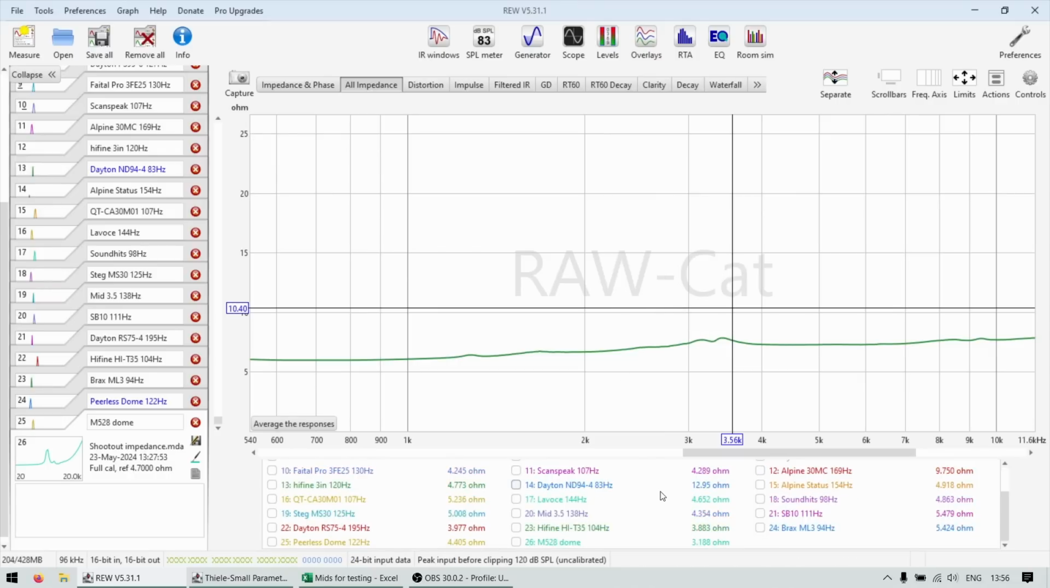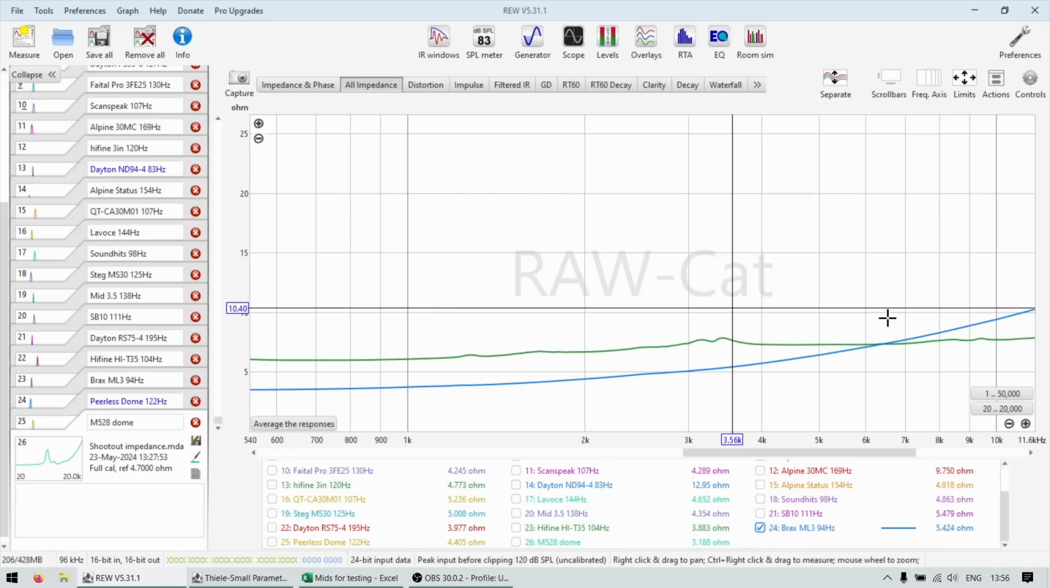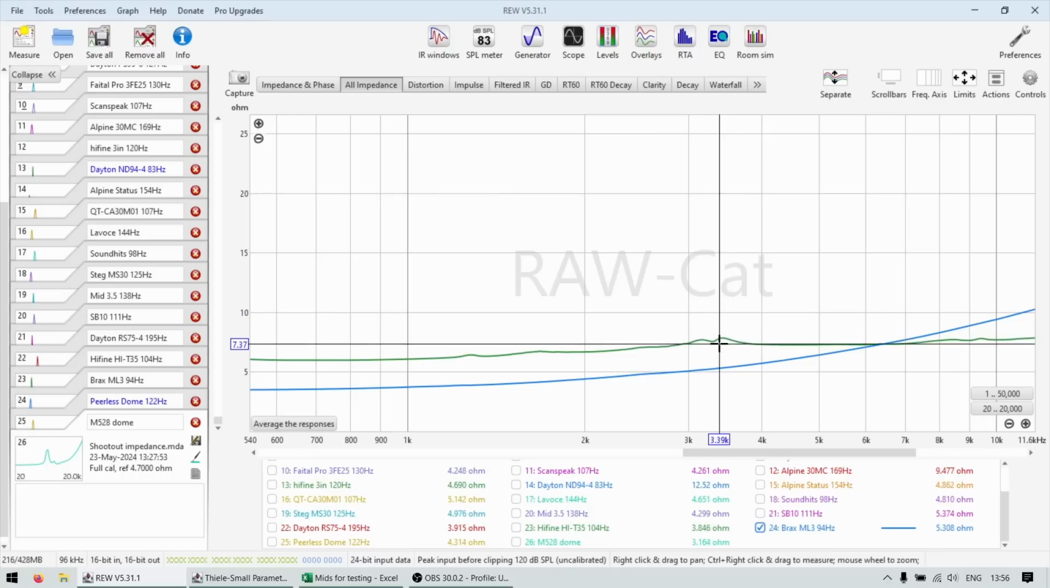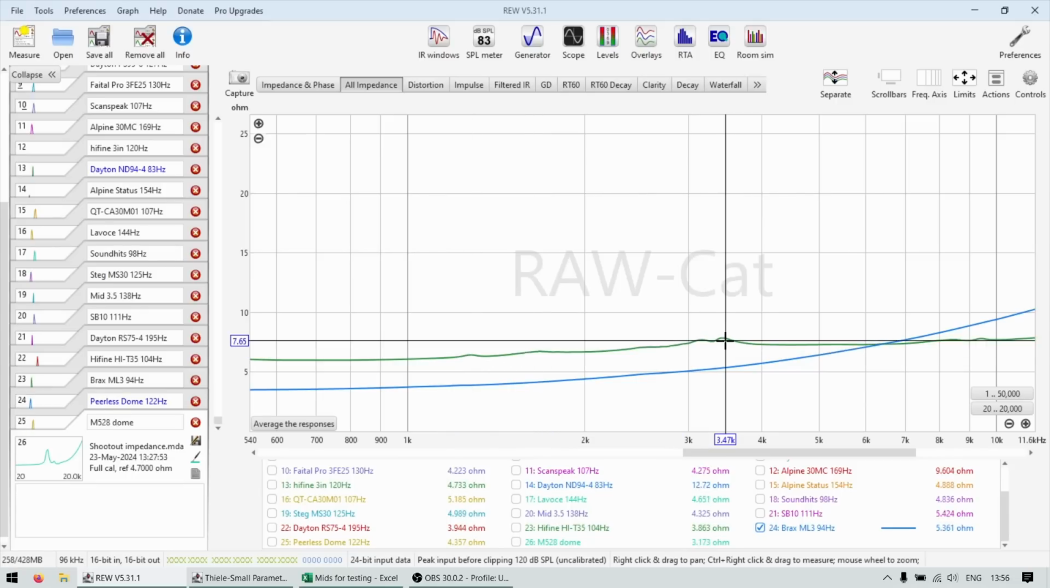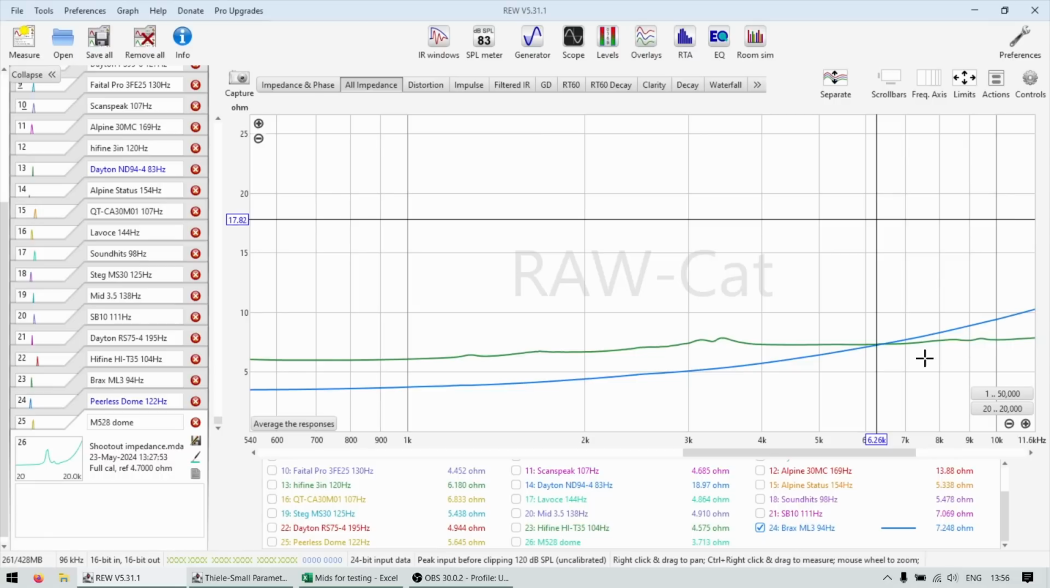So if I compare this with, for example, Brax, you can see the difference. The Fatal Pro has all of these bumps and stuff happening. For example, I think this bump at 3K cannot be the surround. Surround usually is at about 1.5 to 2K in this region. That's a surround issue. This is something else with the driver happening. I don't know what. But with the Brax, you can see there is absolutely nothing. It's clean like glass.